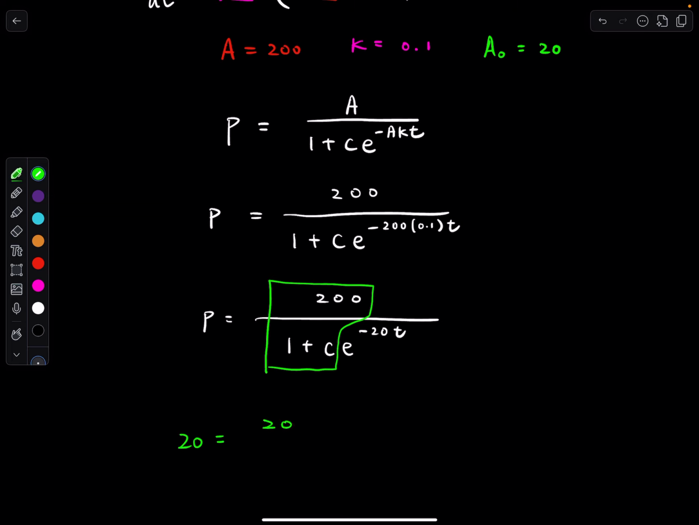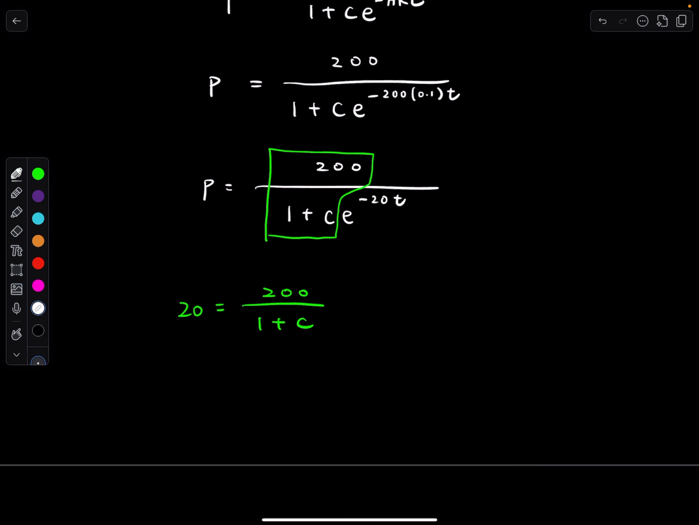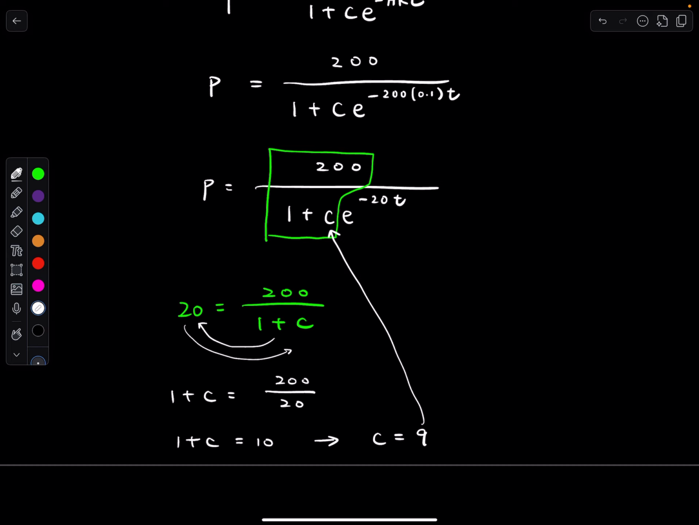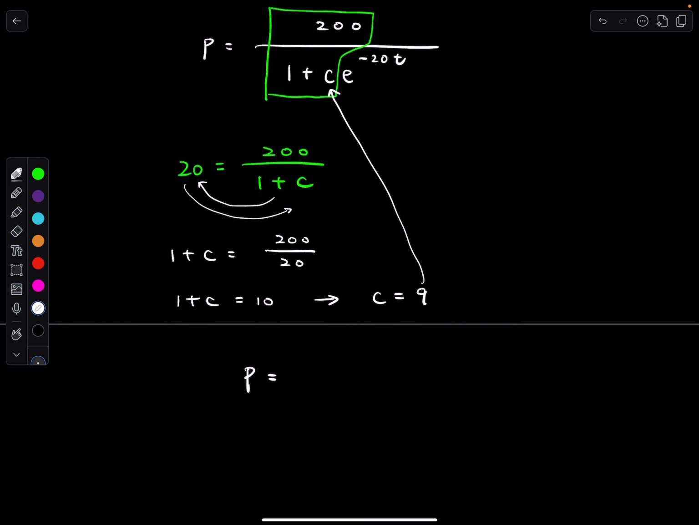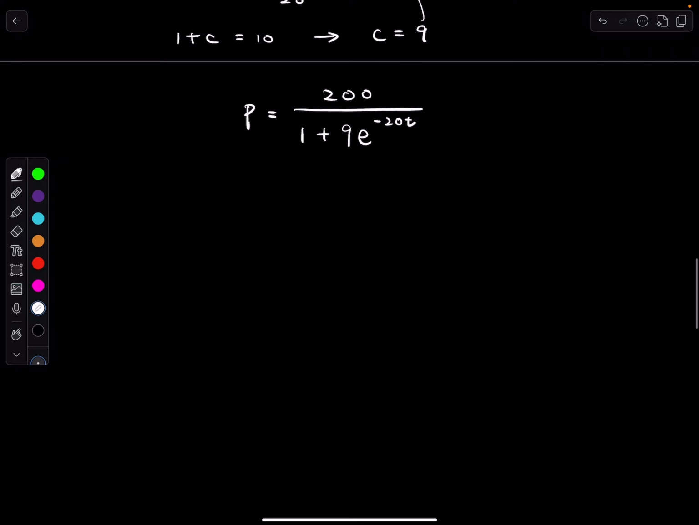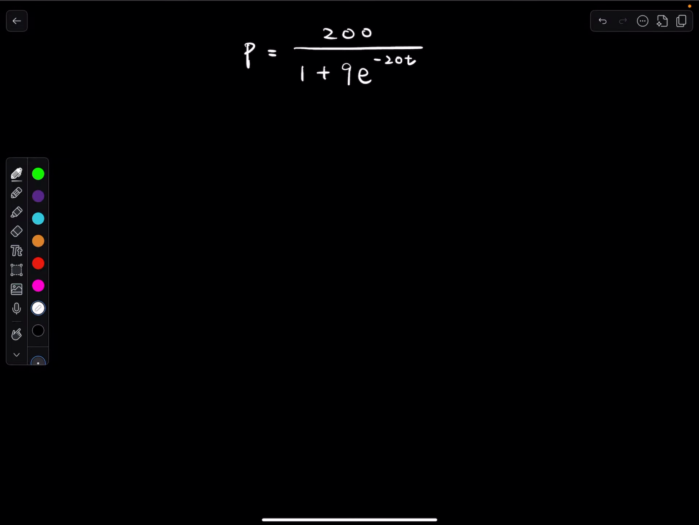20 equals 200 over 1 plus C. And then we're going to continue by solving for C. You can multiply the 1 plus C over, and divide the 20 over. So you have 1 plus C equals 200 over 20, so 1 plus C equals 10, which will give you C equals 9. We're going to plug it back into the equation of P right here. Now we have a very beautiful equation. P equals 200 over 1 plus 9 e to the negative 20t. Here we find the equation of the logistic growth model.